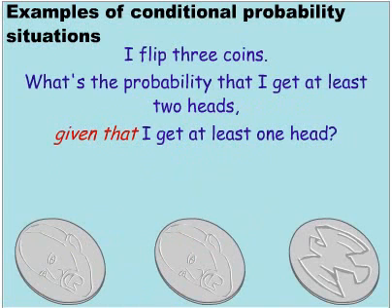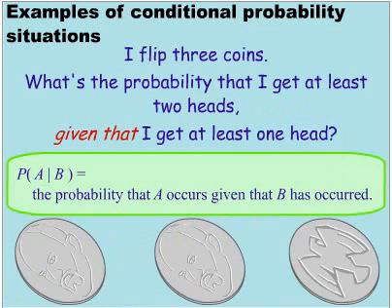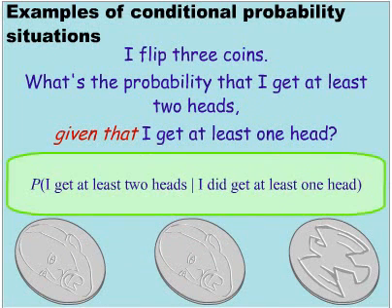Conditional probability is symbolized as follows. This is read, the probability that A occurs given that B has occurred. If I flipped 3 coins independently, the probability of getting at least 2 heads, given that I got at least 1 head, could be symbolized like this.